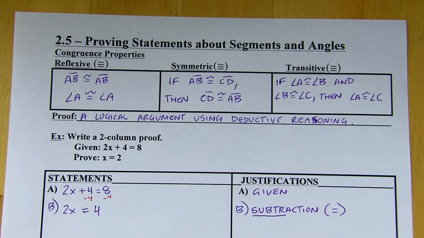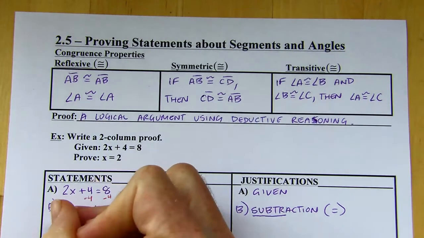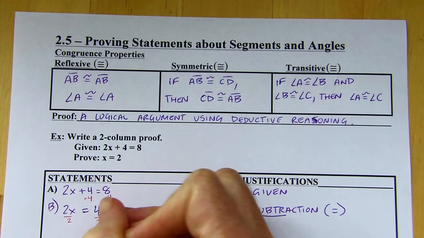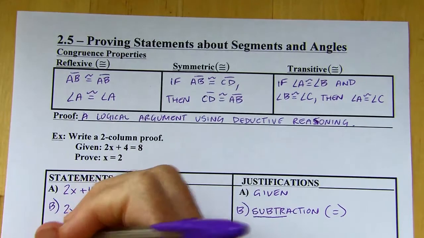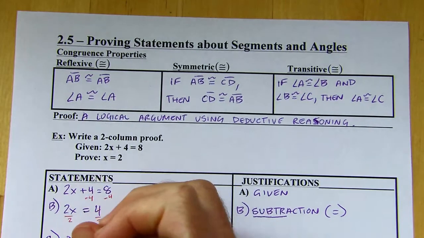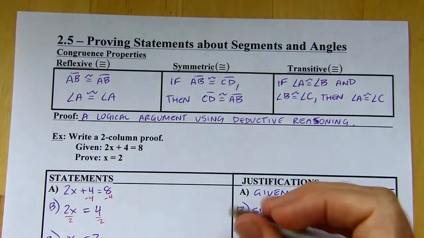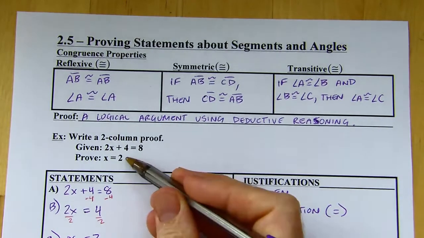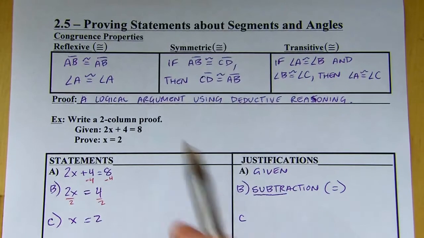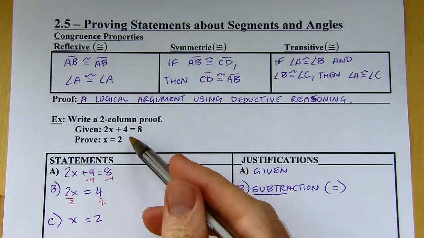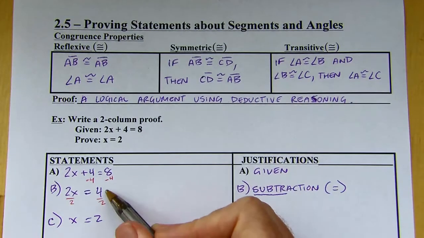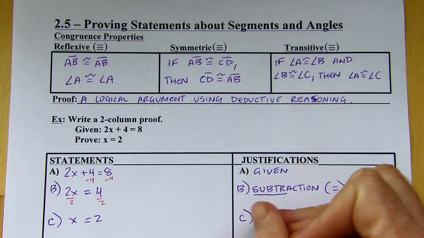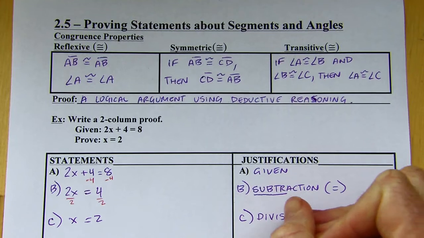And then next step, I want to divide both sides by 2 to continue isolating the x over here. So that means I'll have x equals 2. Okay, and hey, that's what I wanted to prove, right? Oops, I'm off screen now. X equals 2, that's what I was trying to prove, so x does equal 2. So I got that from dividing both sides by the same thing. So this would be the division property of equality.